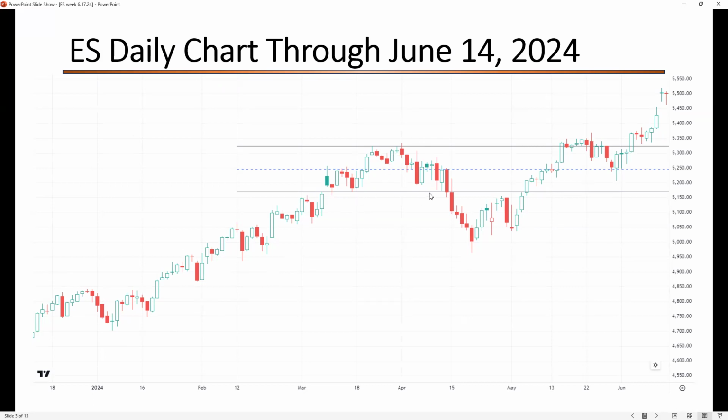From mid-March to mid-April, the market fluctuated between 5160 to 5300 before breaking down in mid-April and finding support at the 4950 to 60 zone. In May, the market recaptured this zone. And from there, it moved back up to test the middle of the zone and then to the top of the zone, where it consolidated and then retested the middle of the zone before breaking out of that zone in early June.